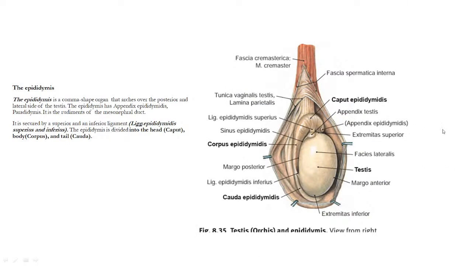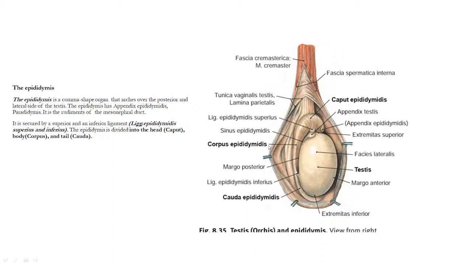Epididymis. The epididymis is a comma-shaped organ that arches over the posterior and lateral side of the testis. The epididymis has the appendix epididymidis and paradidymis. These are the rudiments of the mesonephric duct.